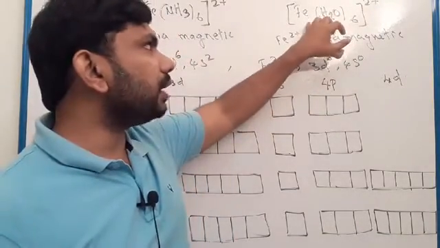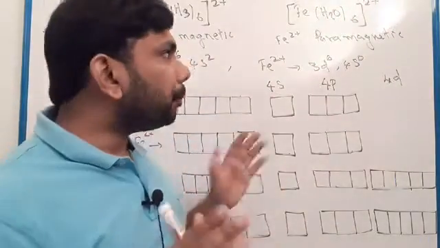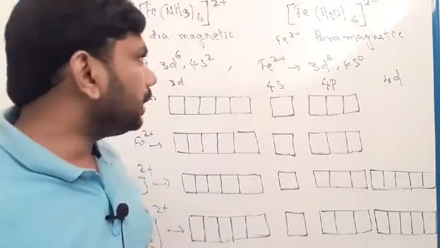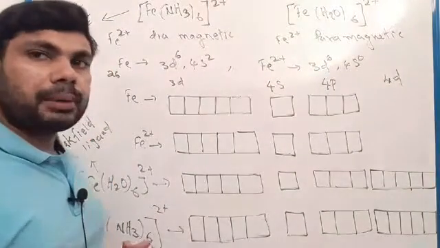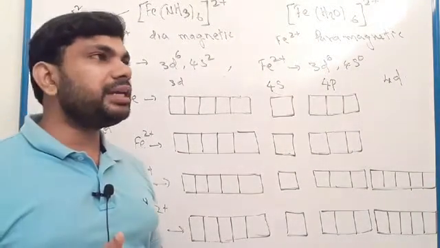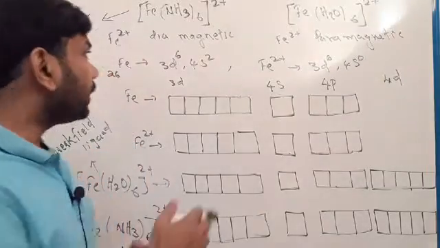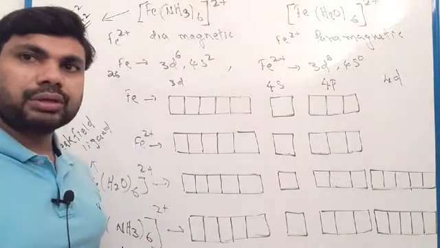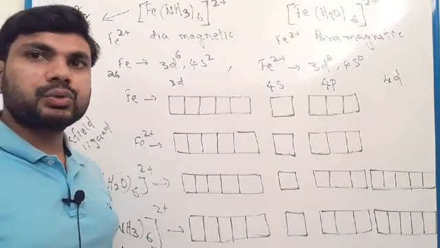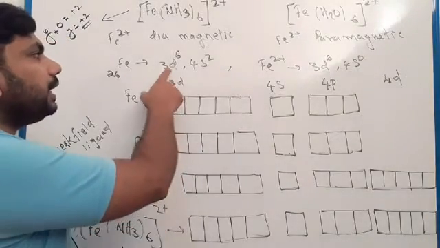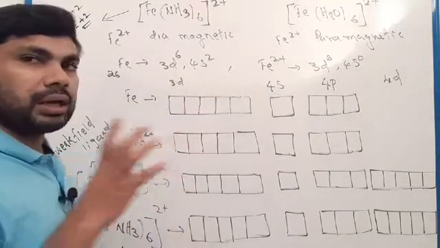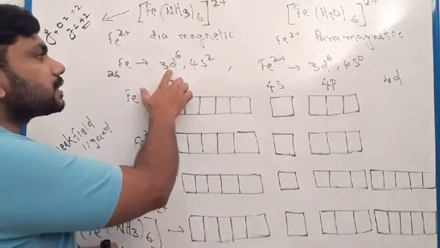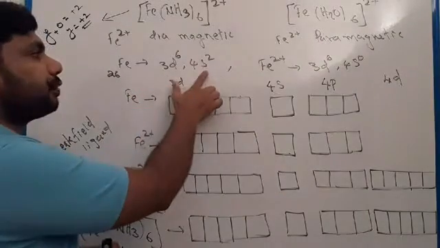So here the charge of iron is plus 2. So in both cases, iron is in the plus 2 oxidation state. And here we know iron's atomic number is 26. When you write the subshell electron configuration: 1s2, 2s2, 2p6, 3s2, 3p6, 3d6 4s2. The outer shell electronic configuration of iron will be 3d6 4s2.